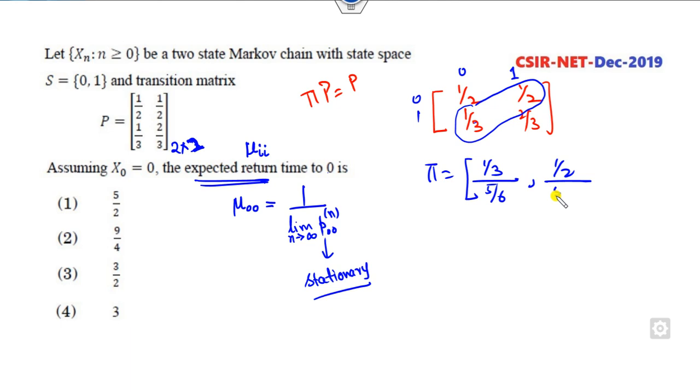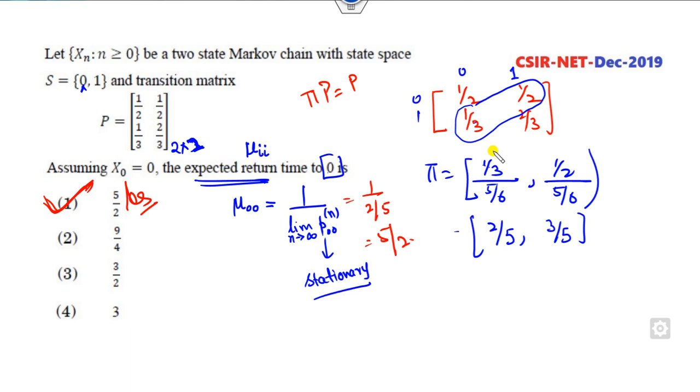So you have to find the value for state 0. States are my 0, that's the first position. So what is that? It is my 2 over 5. It is my 3 over 5. So what is the answer of this? 1 over pi 0. So the right answer is 5 over 2 for this problem. No need to solve anything. You have to apply this shortcut trick for the 2 cross 2.